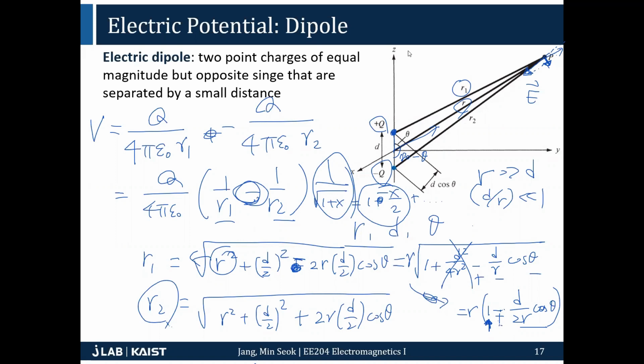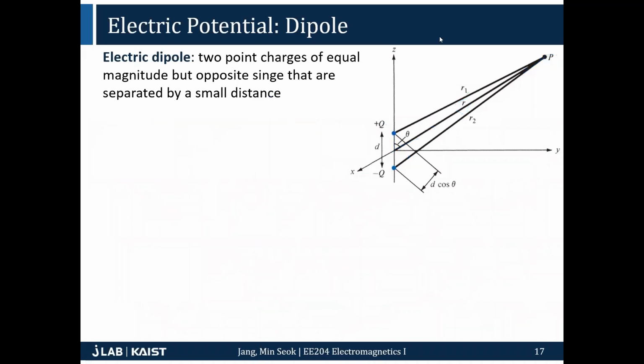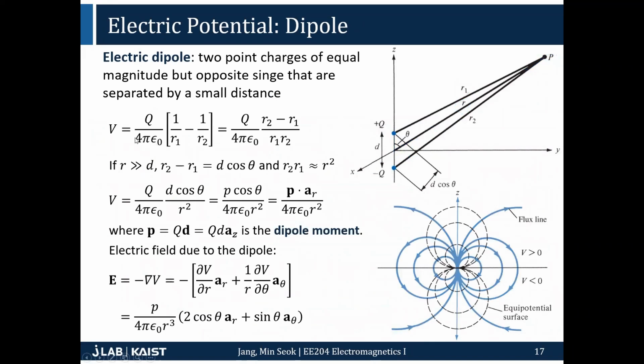If you do this calculation, you get this. So again, V is Q divided by 4 pi epsilon naught, times 1 over R1 minus 1 over R2. I calculated it in this manner, but it's not necessary to do it this way. You can also expand both terms into Taylor series and then combine them, and in both cases the answer is the same. So V is Q divided by 4 pi epsilon naught, d cosine theta divided by R squared.